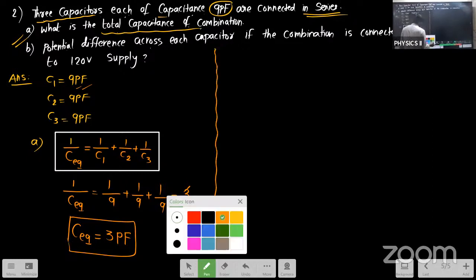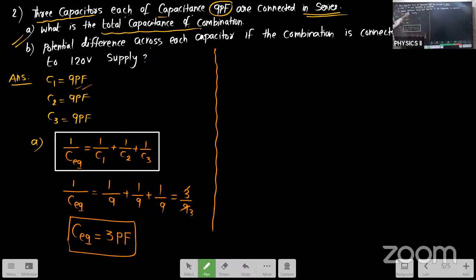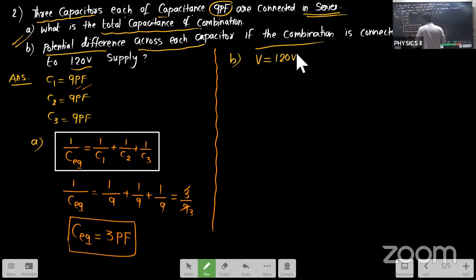Okay, good. Let us solve the second question. What is our second question? It asks you to determine the potential difference across each capacitor if the combination is connected to a 120 volt power supply. So here, the given voltage is V equals 120 volts. The equivalent capacitance we got, C equivalent, is 3 picofarad. What is it asking you to determine? Potential difference across each capacitor.